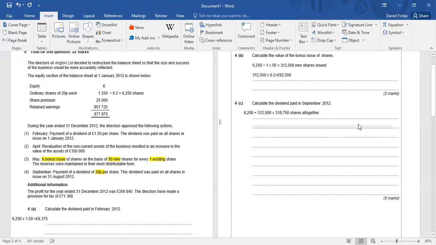So to work out the dividend paid, I'm going to do 318,750 times the payment for the dividend, which is 30p, and we get 95,625. So it's been equals in the middle. That's better. Okay, so again, that was an easy 5 marks, I think.